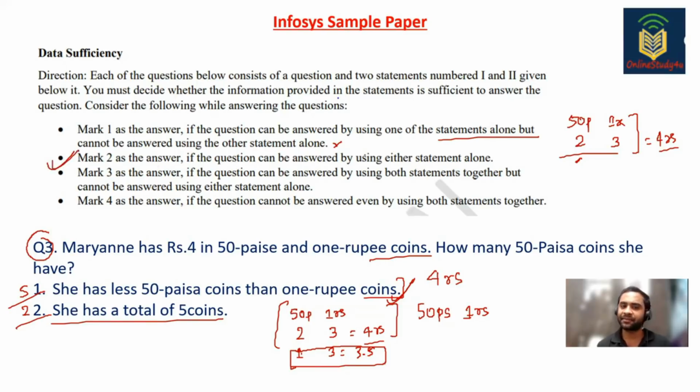So mark 2 as the answer if the question can be answered by using either statement alone. So either you take 1, then also you can answer. Either you take 2, then also you can answer.